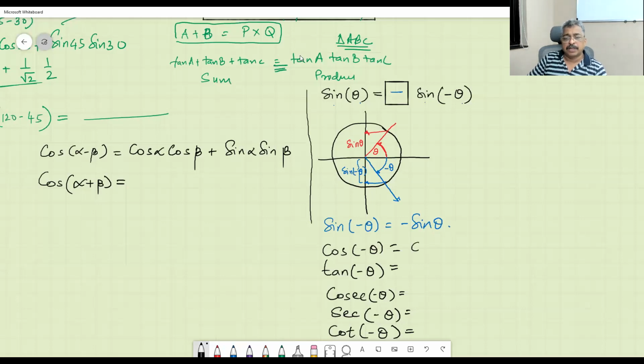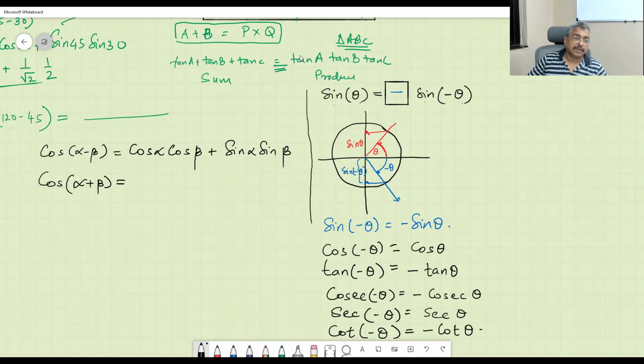Cos of opposite of theta is cos theta. Tan of opposite of theta is opposite of tan theta. Cosec is the same as sine, therefore opposite of cosec theta. Sec of opposite of theta is sec theta, and minus cot.